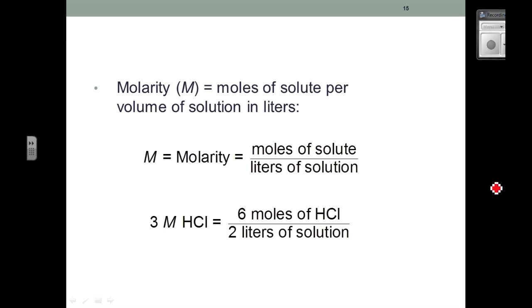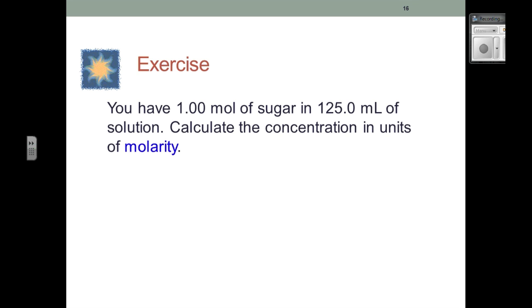So if I have a 2 molar solution, and I measure out, say, 100 milliliters, can you tell me how many moles of HCl there are in it? So if I have a 3 molar HCl, I can have 6 moles of HCl per 2 liters, or 3 moles of HCl per 1 liter. Calculate: you have 1 mole of sugar in 125 milliliters of solution. What is the concentration in molarity? The answer is 8. It is an 8 molar solution.